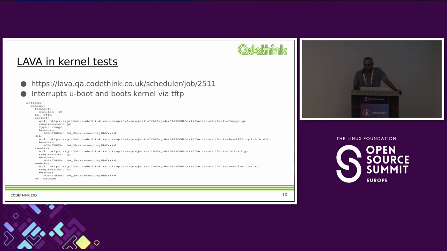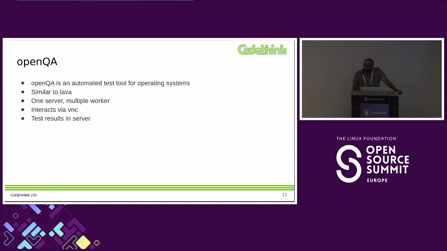Now, Lava is designed to use only console, so we can only test if the console tests are working or not. We cannot test if the graphical interface is up or not. We cannot test if the mouse is working or not. And this is where OpenQA comes in.